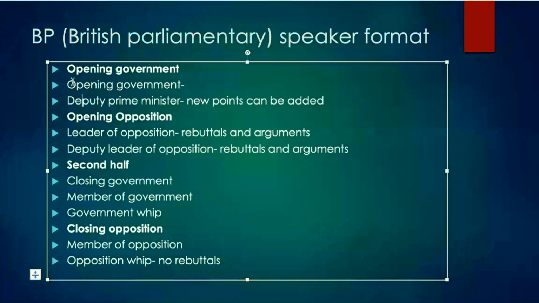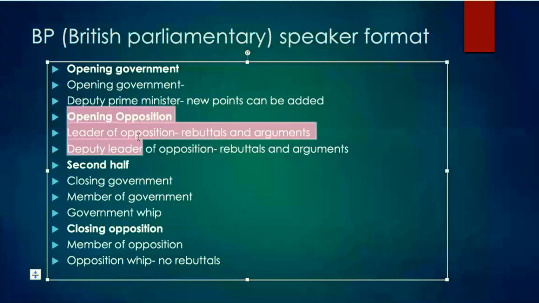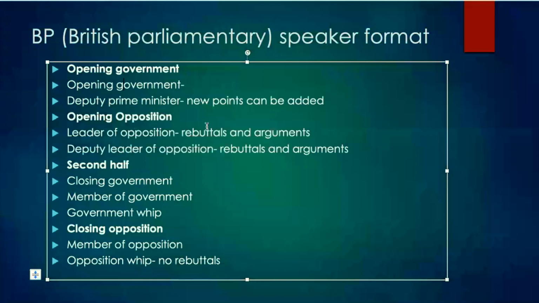So first team, there are two members in opening government: the prime minister and the deputy prime minister. So they will speak for the motion. In the opening opposition, there are two members. One is called the leader of opposition and the other the deputy leader of opposition. So this is basically the first half.